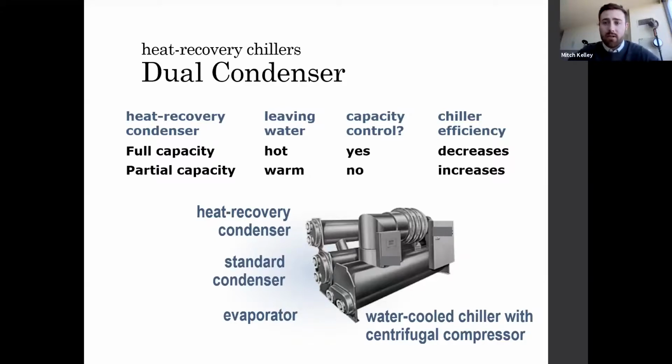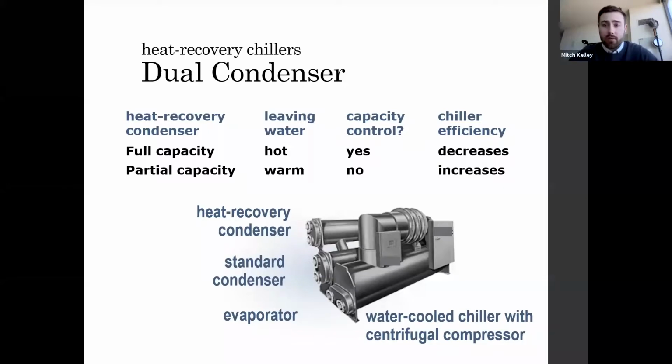Now, control of this system is basically accomplished by varying water flow through the standard condenser. Reducing flow through the standard condenser causes the chiller condenser pressure to rise, thus allowing the leaving water temperature of the heat recovery condenser to become elevated. Conversely, as the water flow rate through the standard condenser is increased, the condenser pressure drops and the heat recovery leaving water temperature decreases.